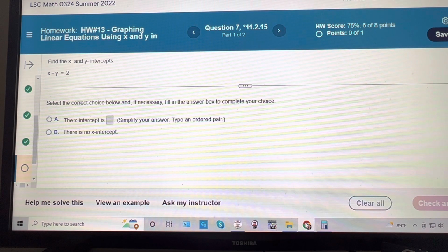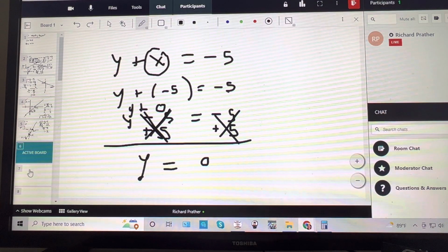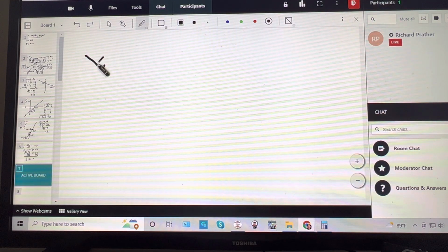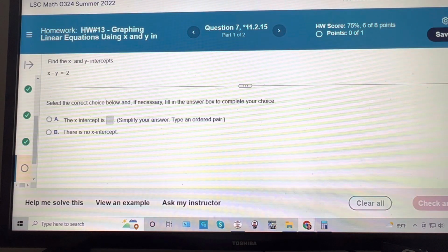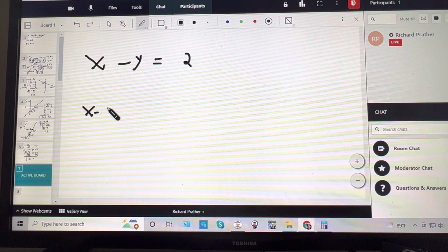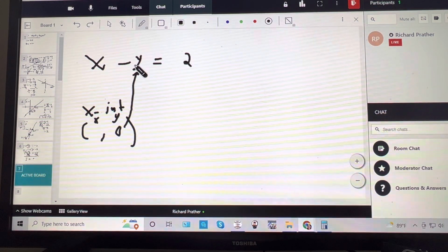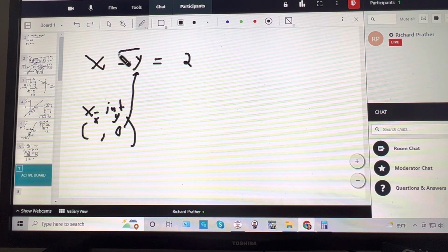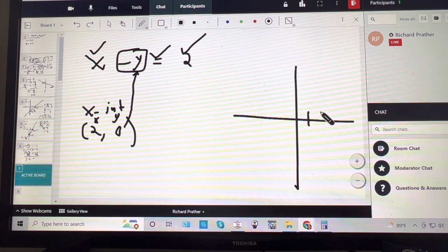Find the x and y intercepts for x minus y equals 2. Okay. So remember, x-intercept, it's kind of backwards, but that's when the y is 0. An x-intercept is when the y is 0, because then the x will have some value. Put 0 in right there. X minus 0 is the same thing as x. So literally this disappears when you plug 0 in for it. X equals 2. That's 2 to the right of the origin.